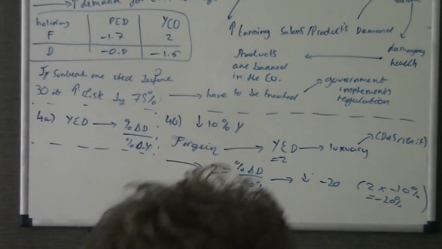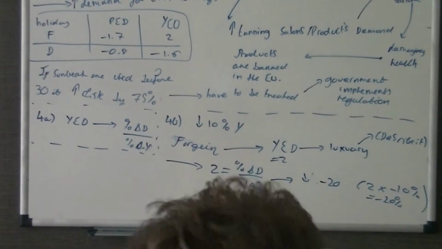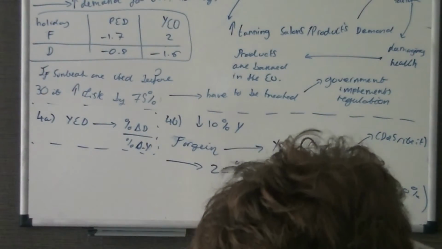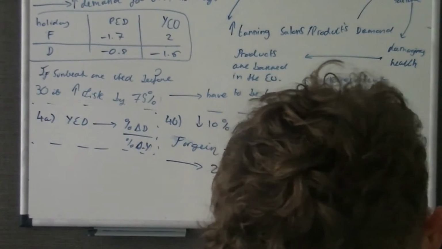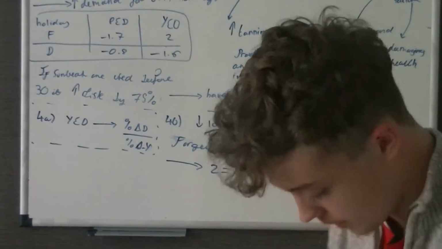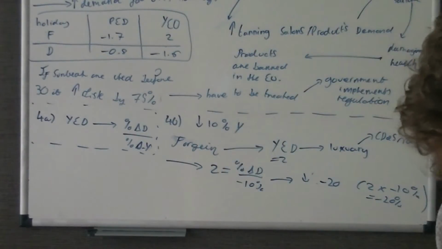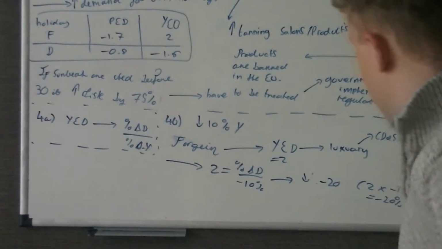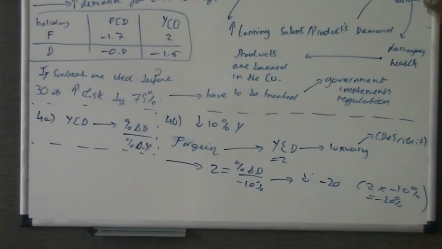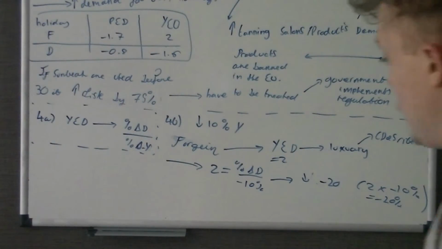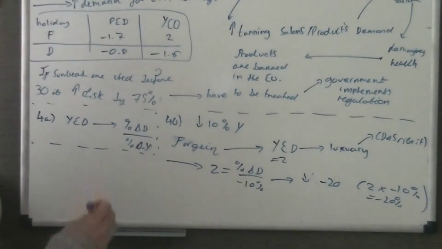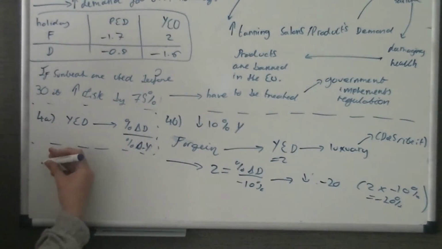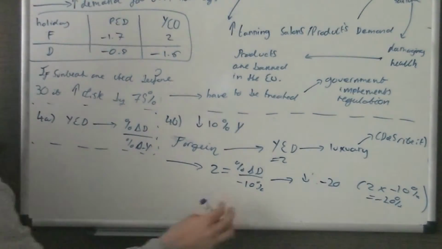So what else have I put there? Yeah, so you talk about the fall in income. You talk about what this means. So you say what kind of good it is, what percentage demand will fall by, and you'd say for that one it falls, because it's a luxury good.